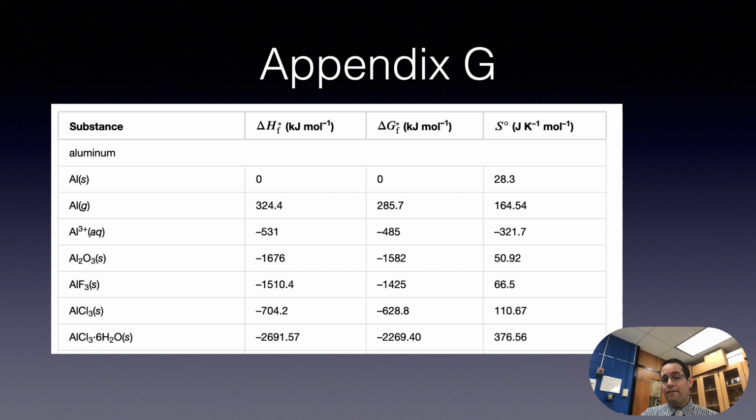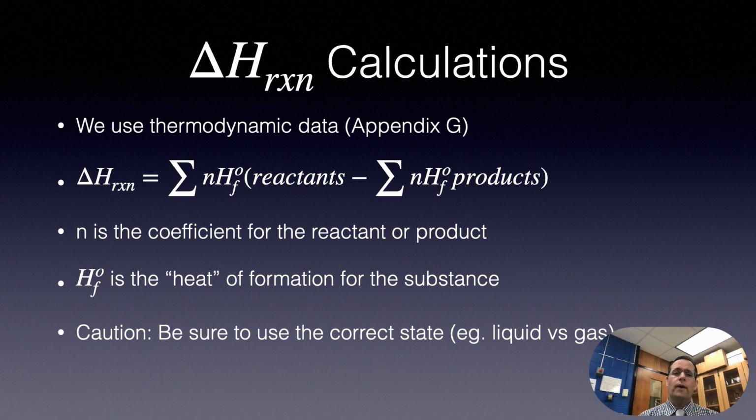Now, some of the values are positive and some are negative. Please use this sign in your work, okay? So the way you calculate the heat of reaction, remember again, this is the change in enthalpy for a chemical reaction, but I just call it the heat of reaction. You're going to want to refer to Appendix G in the OpenStax chemistry textbook and use this formula. So write this formula down.